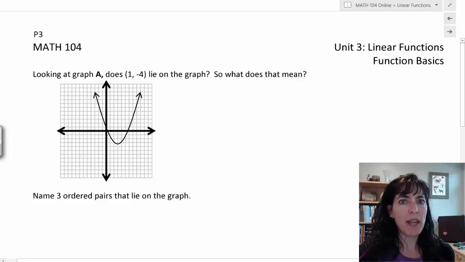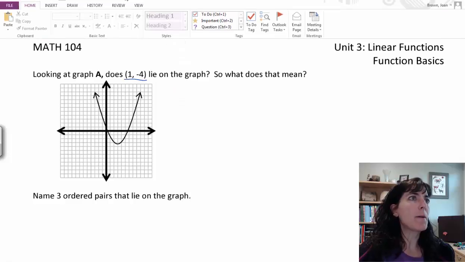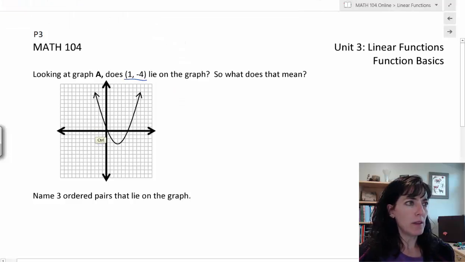Let's call this graph A. And if we are looking at this, it's a parabola. We want to know if this ordered pair, (1, -4), lies on the graph. And if I go over 1 and down 4, I come to right about there. That is the ordered pair (1, -4). And that's not on the graph. So the answer to that question is no.